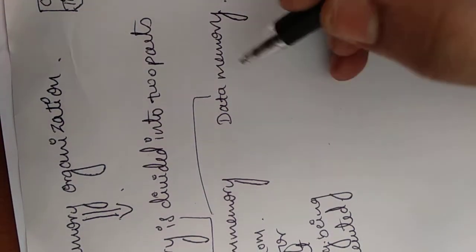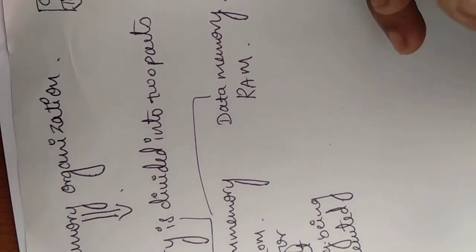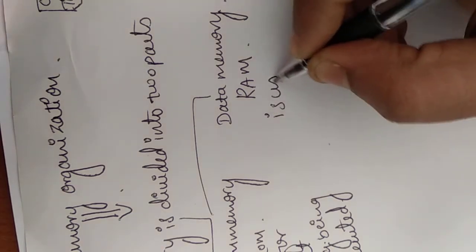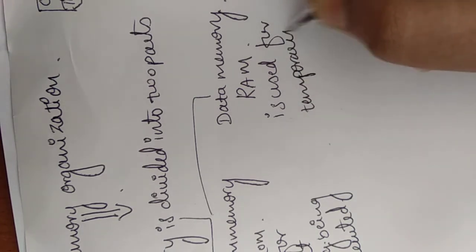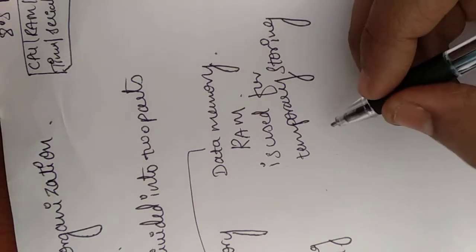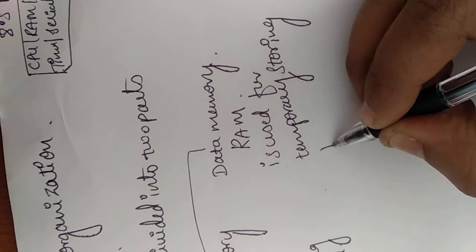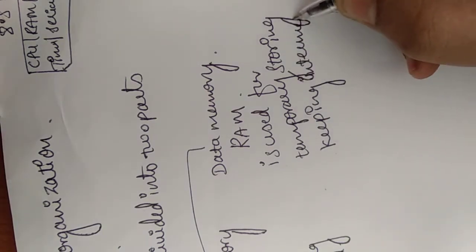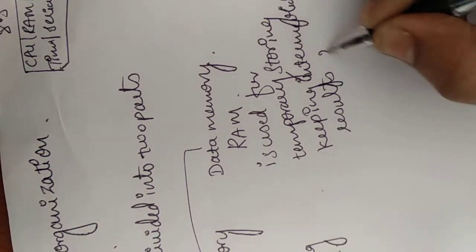Next is data memory. In data memory, RAM will be used to save temporary results, that is, RAM is used for temporary storing, and it will keep the intermediate results and variables.